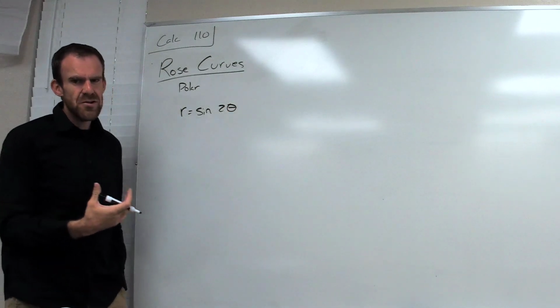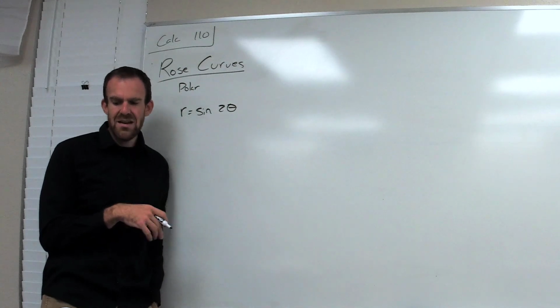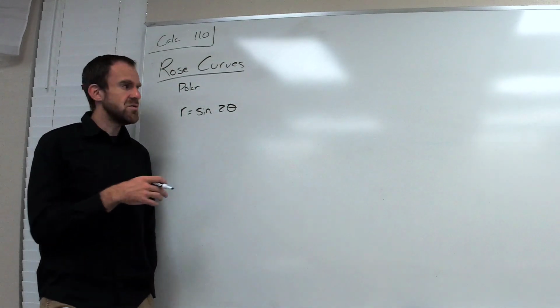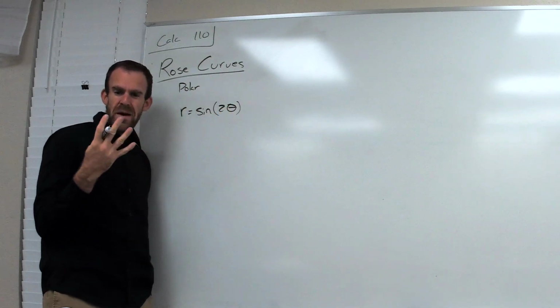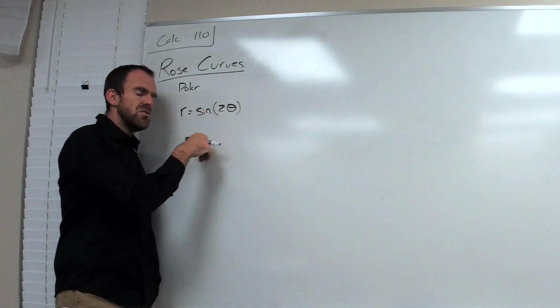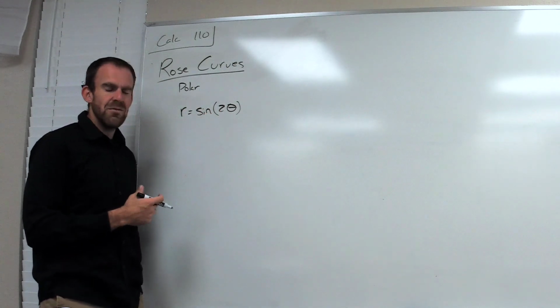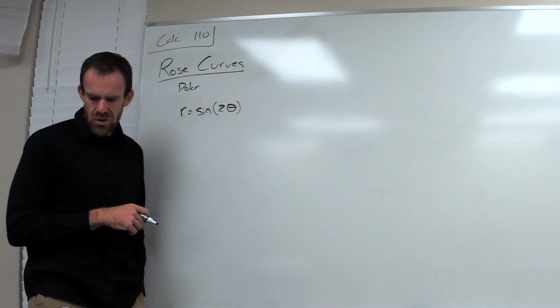These rose curves are actually pretty easy. The thing you should know is that if it's an even number here, you will get 2 times that number of petals. So we'll get 4 petals from the ones with 2, 4, 6, 8. If it's an odd number, like 3, 5, 7, you will only get that number of rose petals.